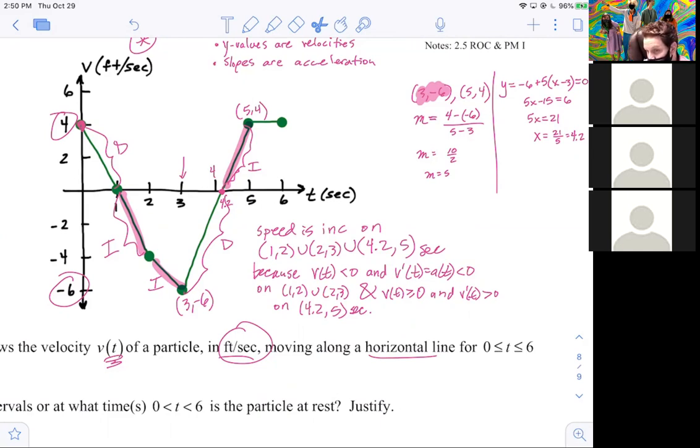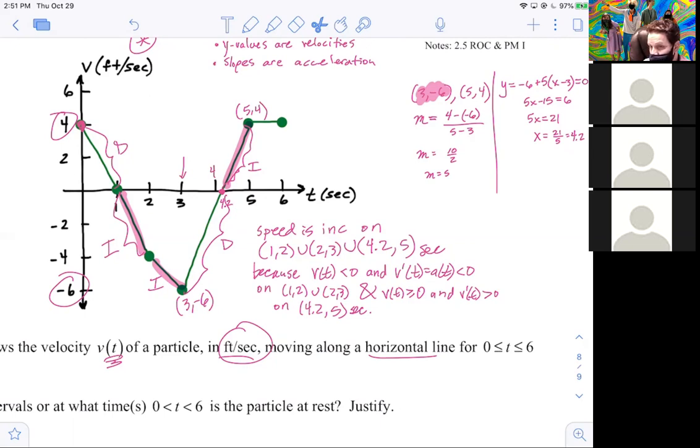V of t is less than 0, and V prime of t is greater than 0. On what interval? On the interval 0 to 1. Oh, now that was the 3 to 4.2 interval you were doing. Yeah, because V of t is less than 0 and V prime of t is greater than 0 from 3 to 4.2, and then do the 0 to 1 justification.